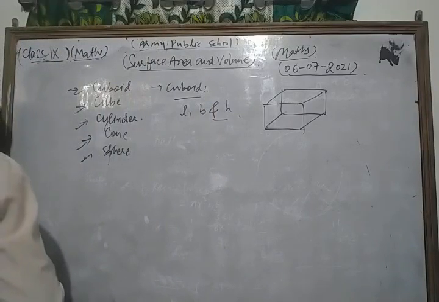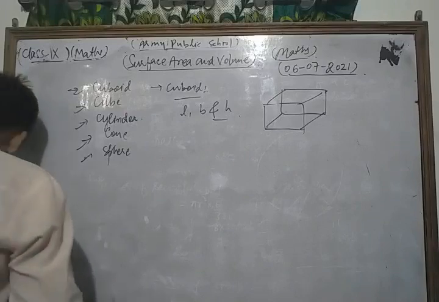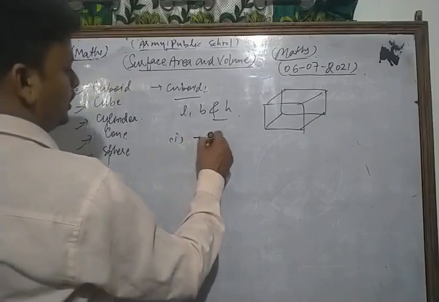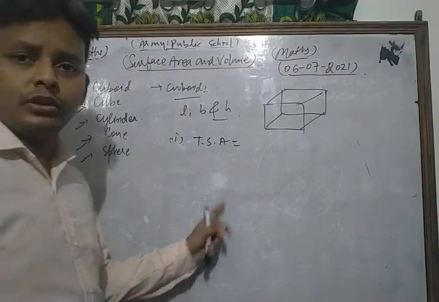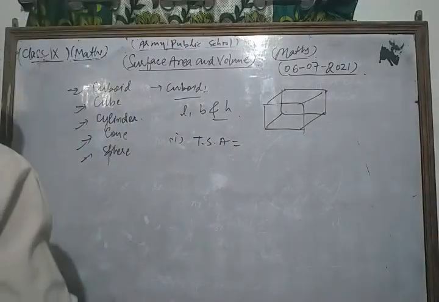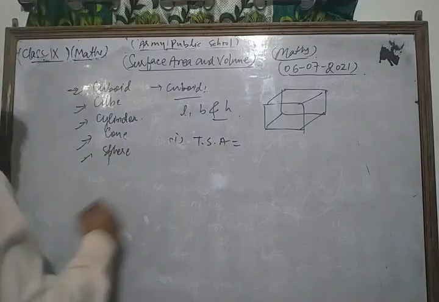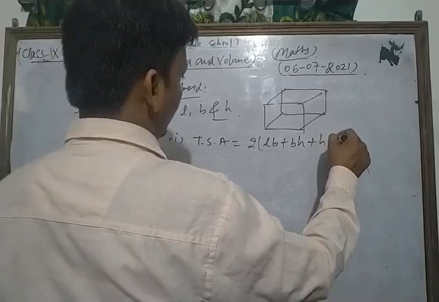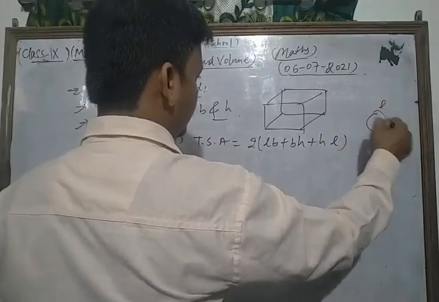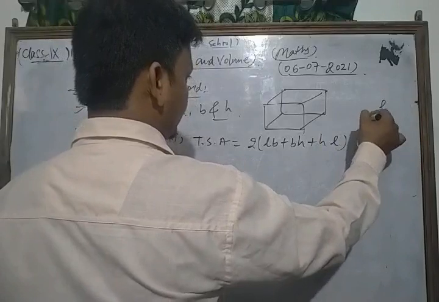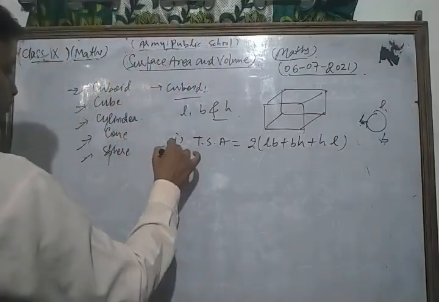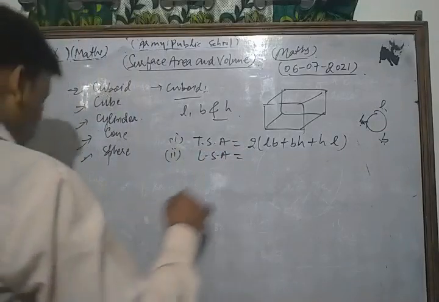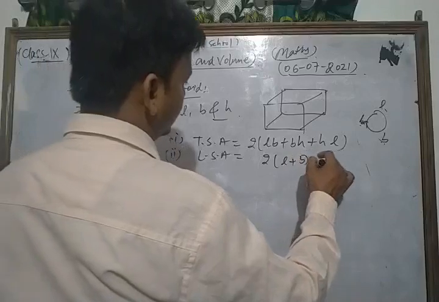Now the important formulas related to that topic. First is the total surface area of a cuboid. Dear student, the total surface area of a cuboid is 2 into (length into breadth plus breadth into height plus height into length), that is, 2(lb + bh + hl). Second one, the lateral surface area of a cuboid. The formula is 2 into (length plus breadth) into height.